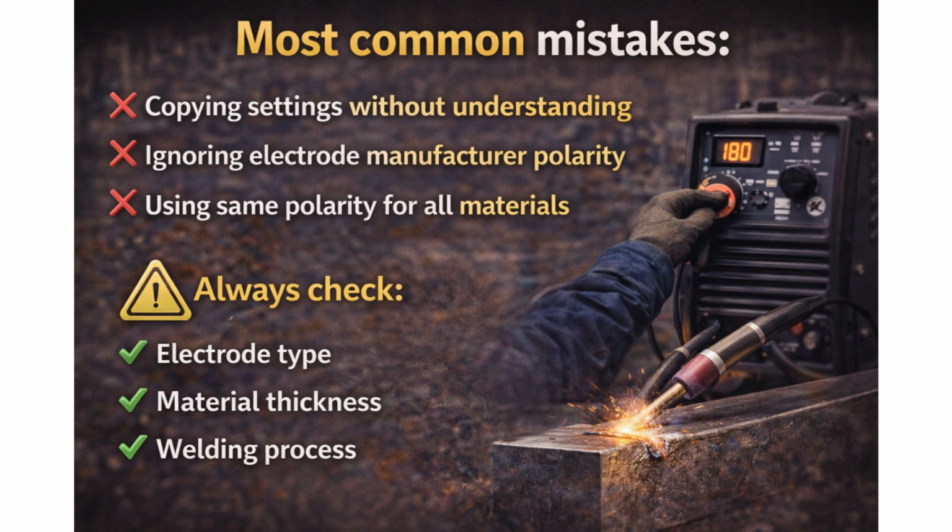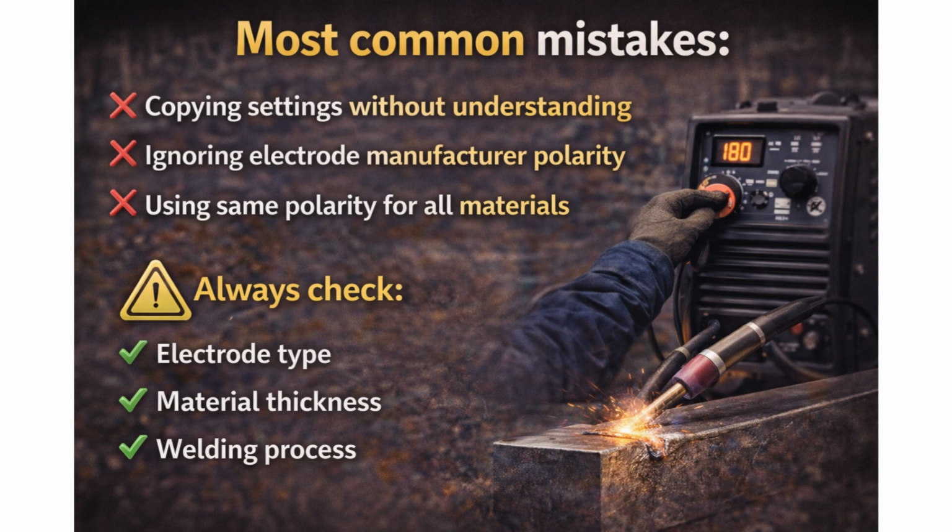That's why, before striking an arc, you should always check three things. First, check the electrode type. What polarity does the manufacturer recommend? Second, consider the material thickness. Thick materials usually need penetration, thin materials need control. And third, think about the welding process you are using. SMAW, TIG, MIG, or AC welding all respond differently to polarity.